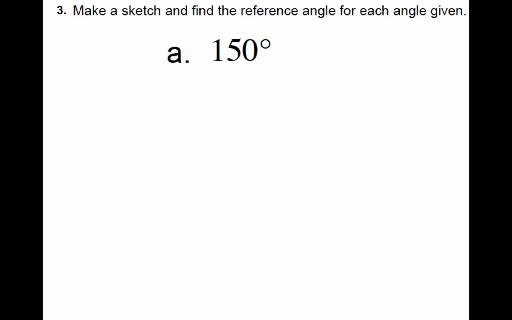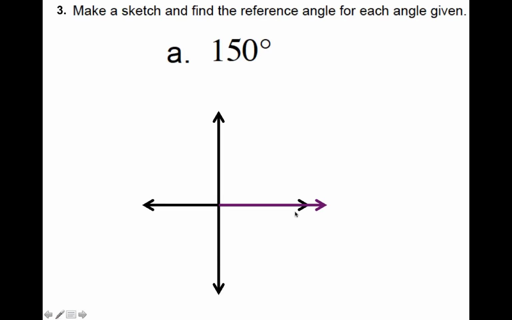For number 3, I have to make a sketch for all of these and find the reference angle. That means I have to draw an X and Y grid. I have to draw a 150 degree angle, so that's going to be starting off at 0. We're going counterclockwise, so that's 90 and 180. Notice 150 is in between there, so we're going to draw a line somewhere in between. From that line, you draw it down to the x-axis, creating a right angle.